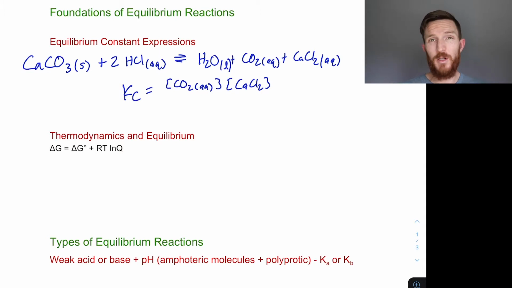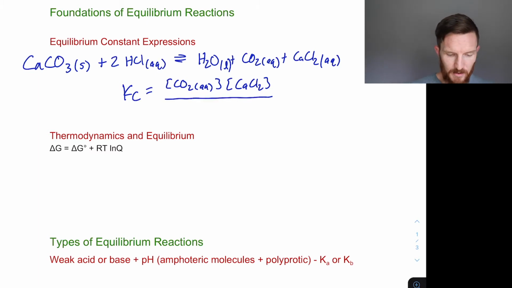We do not exclude pure gases. That's because a gas, depending on what its volume is, could have a different amount of moles in that volume because it depends on the pressure or the temperature or these other variables. So it's not a constant like it is with a liquid or a solid. So we have those as our products. For our reactants, we have the pure solid calcium carbonate, so we wouldn't include that, and we would have our hydrochloric acid squared, again because we have a coefficient of 2.